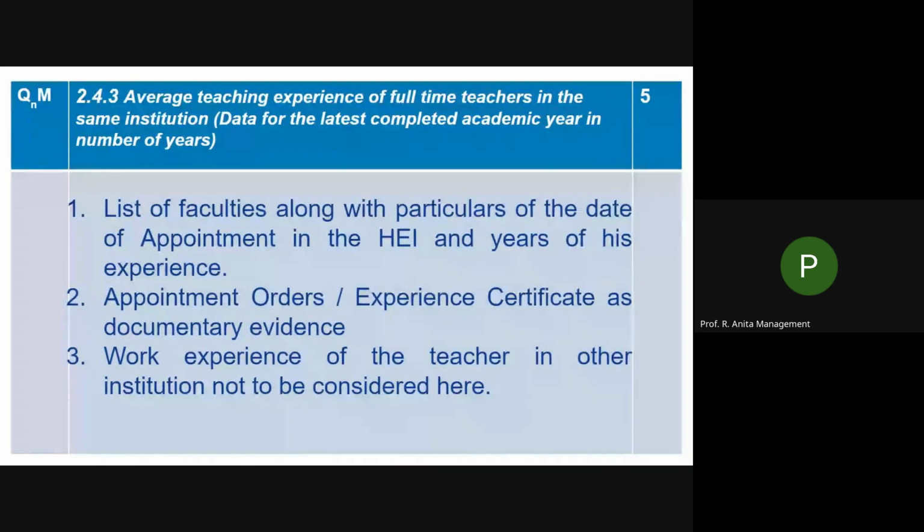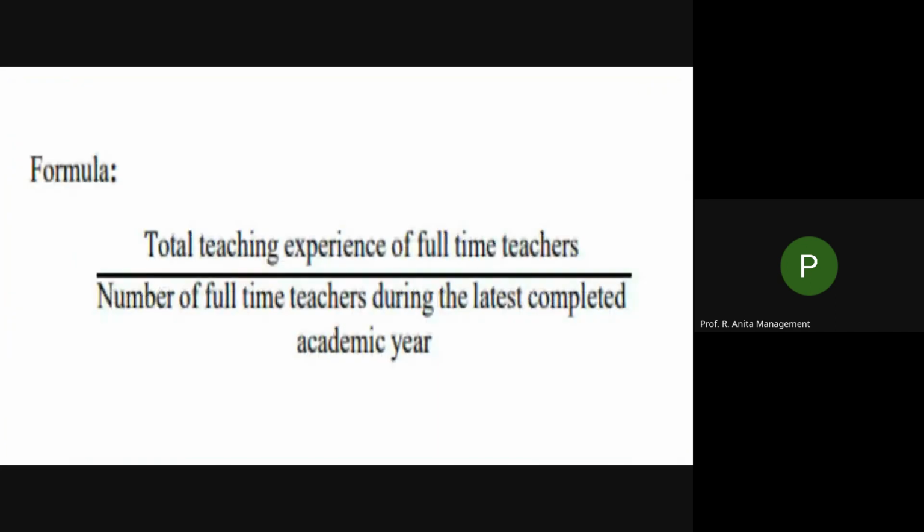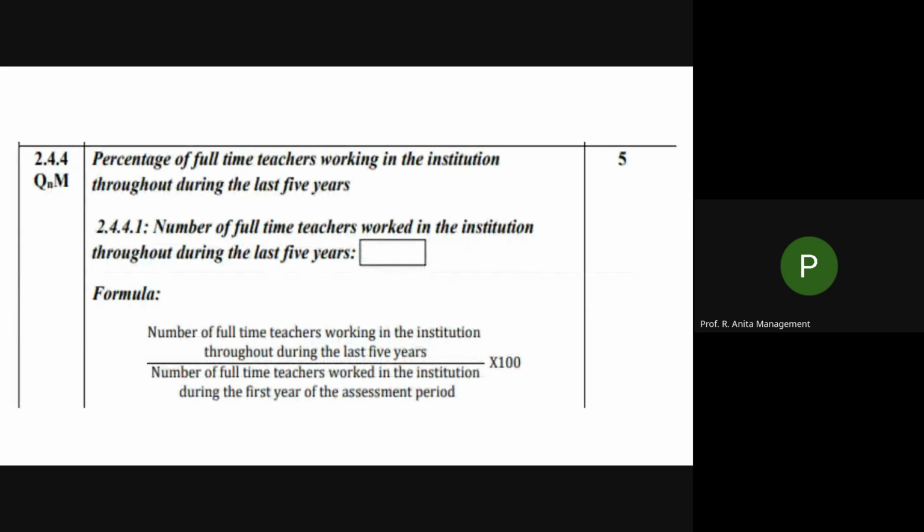And coming to 2.4.3, average teaching experience, you need the list of faculty with the date of appointment and the number of years of experience, and only the work experience of the teacher in the institution should be considered. Work experience in other institutions is not considered. Appointment orders or experience certificates are documentary evidence for the faculty who are still there in the institution. It is the total teaching experience of full-time teachers divided by the number of full-time teachers during the latest completed year. Using this formula, you will be able to get the value.